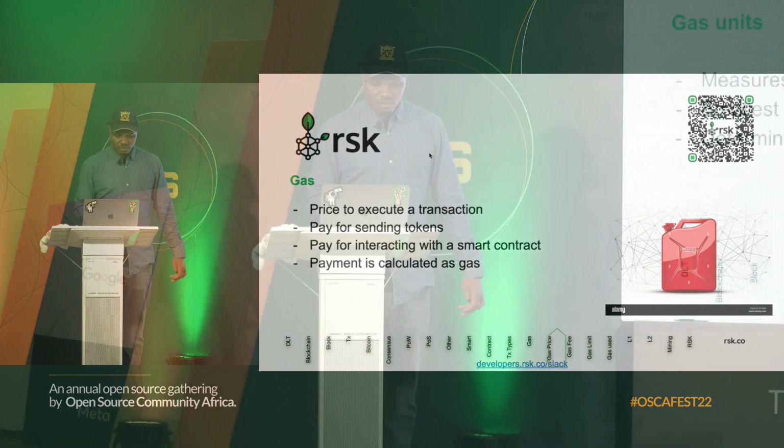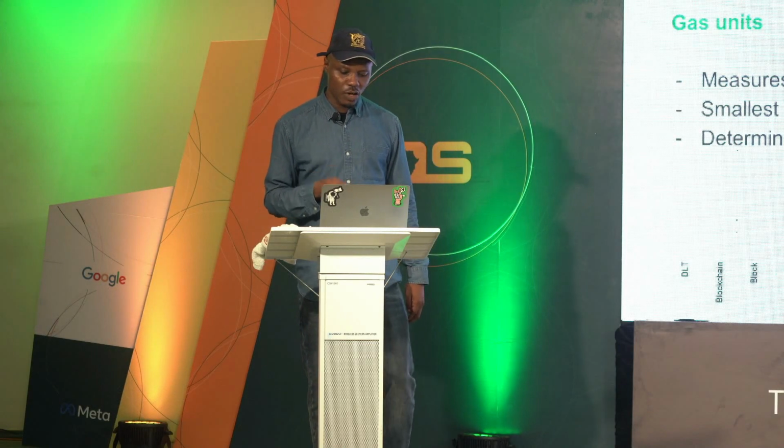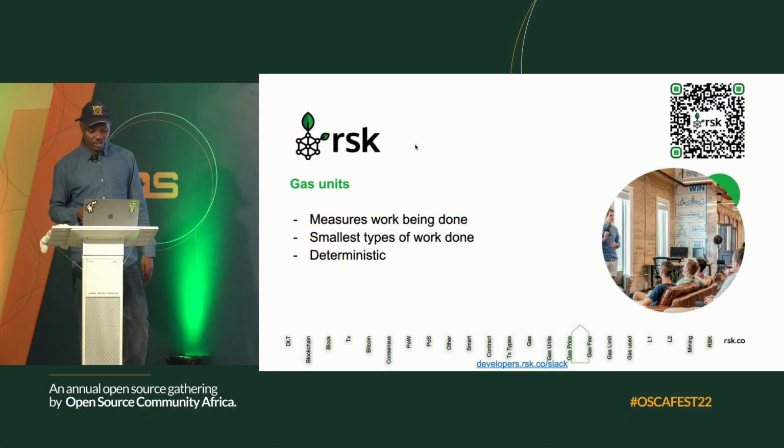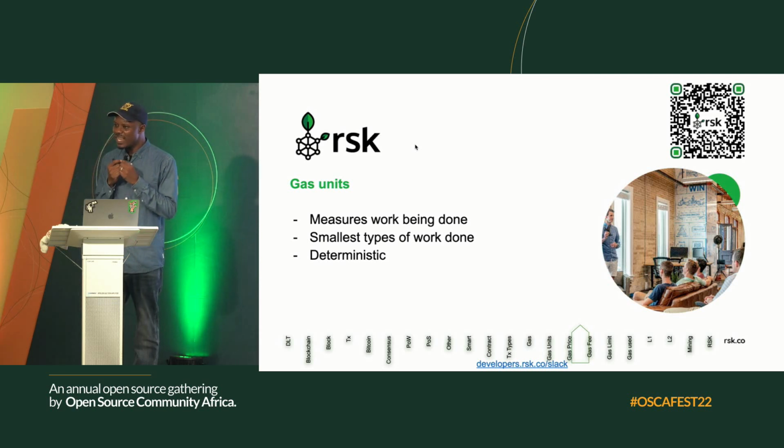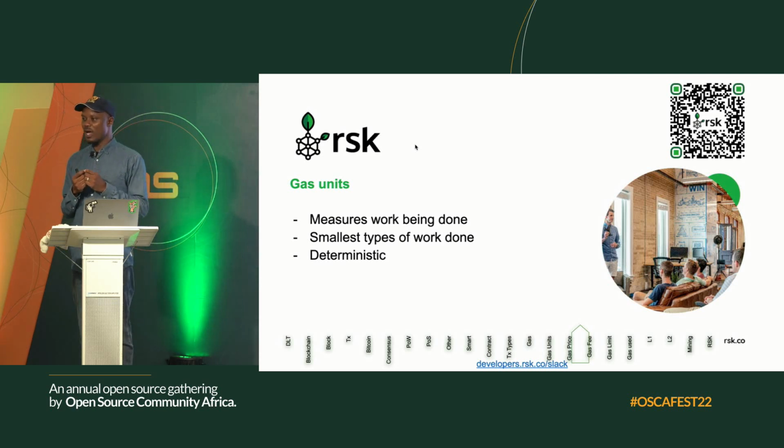So we have gas units. A gas unit measures the work being done, but it doesn't have a monetary value. Gas units are ascribed to the smallest types of work done on the blockchain. Anything you do, you must pay for gas. You want to go from point A to point B, you need to buy gas, right? You want to go from here to Abuja, you need to buy an amount of gas. The benefit of gas units is that they are deterministic. The same transaction will always cost the same amount of gas units.